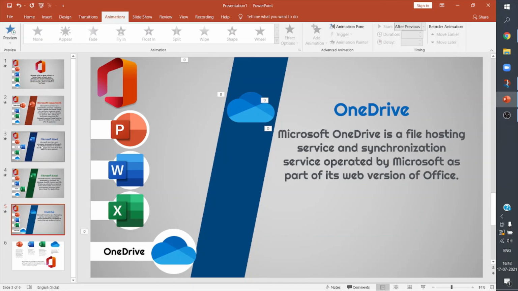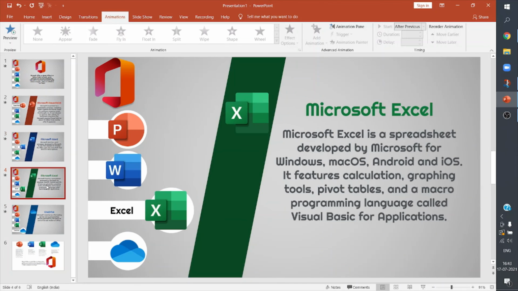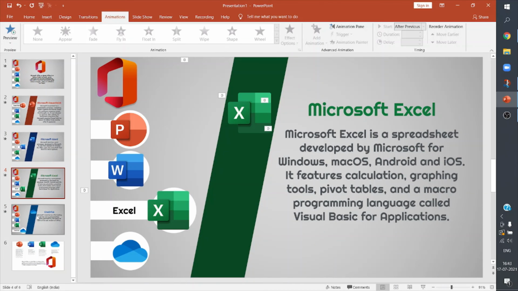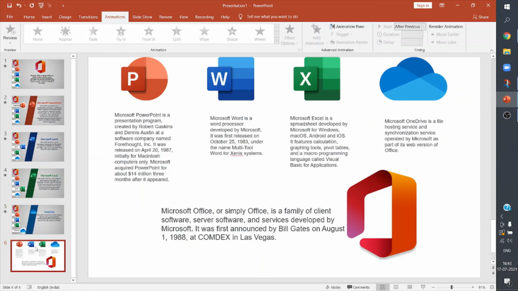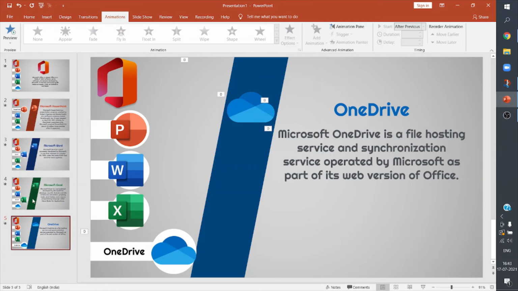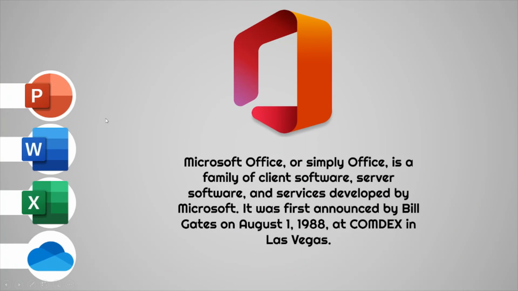So I've added the same animations and duplications for Microsoft Excel and OneDrive. So I'll delete the last slide. And then don't forget, I have added the same animations, repeat the same steps as you did in the first two slides. So now let's give a preview to it. So it will be like this.